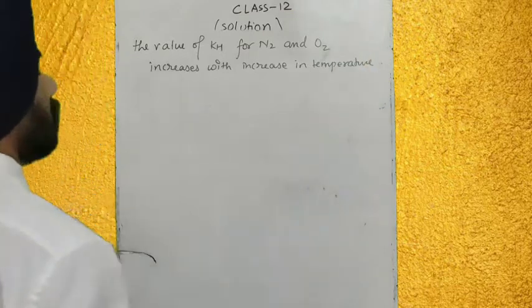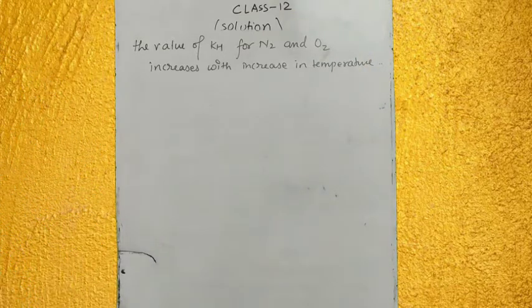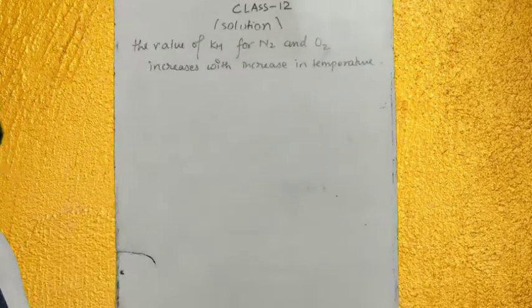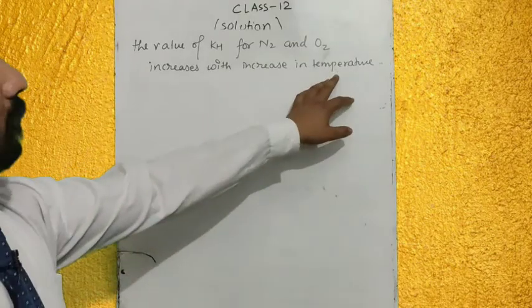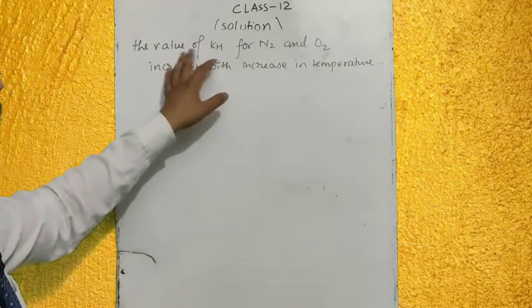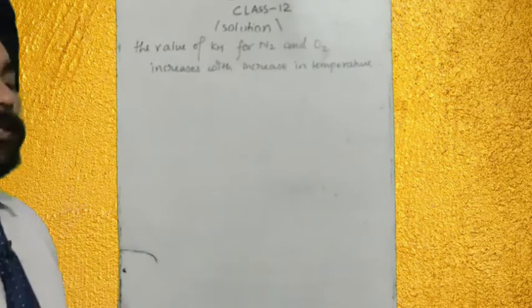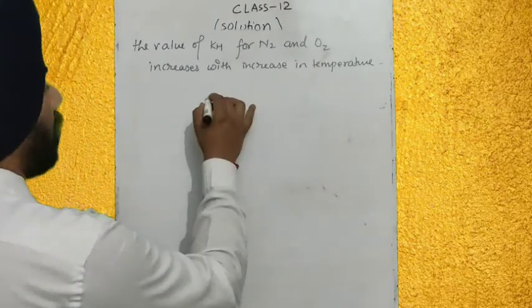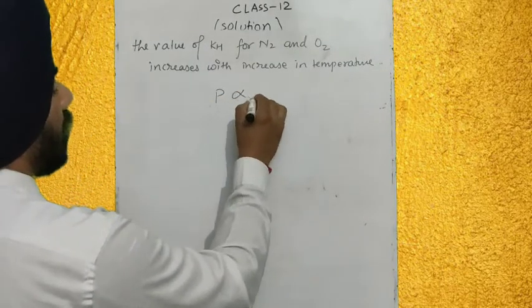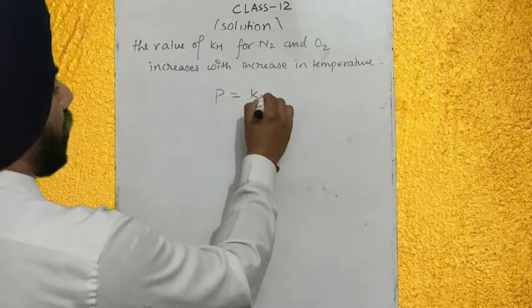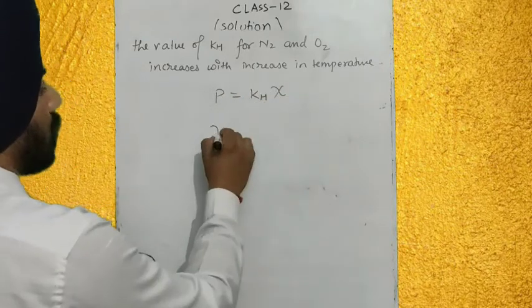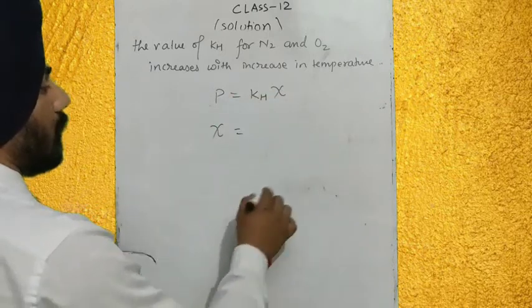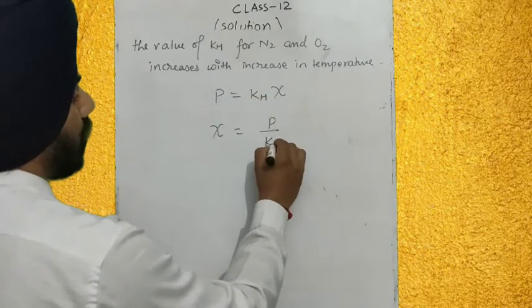Okay, then what will happen if the value of KH is increasing? For nitrogen and oxygen gas we are increasing the temperature. If the temperature is increased, the value of KH is going to be increased. So how is the value of KH changing the solubility of a gas? We have written the expression P is equal to KH chi. So chi was the solubility, so chi is equal to P upon KH.